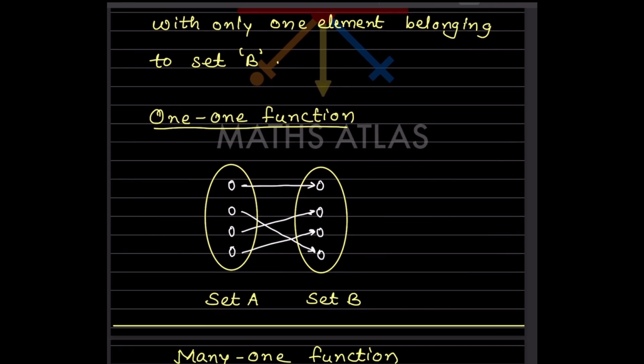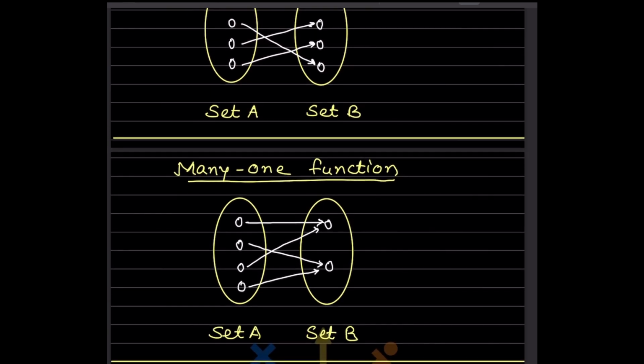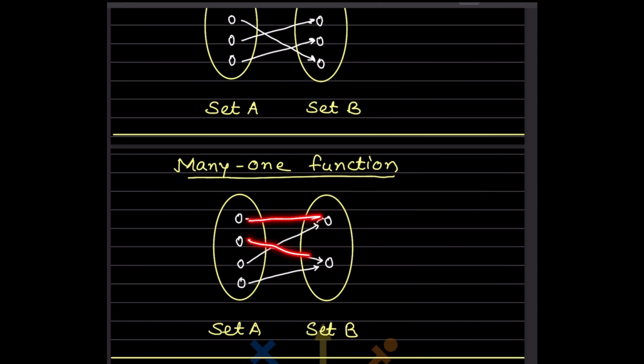Now we'll see what is a one-to-one function. See here, this is the input. Again here, this is just one-to-one. This is set A and this is set B. And many-to-one means, can you see, for this one there are 2, and again for this one there are 2. So this is called the many-to-one function.